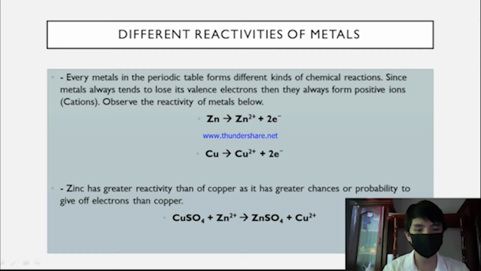Different reactivities of metals. Every metal in the periodic table forms different kinds of chemical reactions. Since metals always tend to lose their valence electrons, they always form positive ions or cations. Observe the reactivity of metals below.